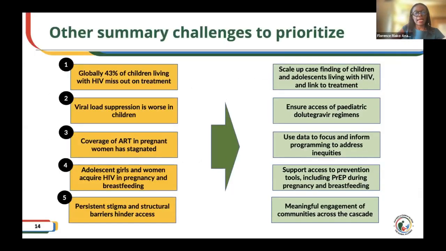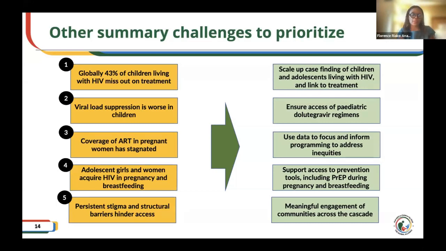In summary, I think some of the challenges that we need to prioritize are around children being missed out on treatment. We need to get 43% of children living with HIV on treatment, and we need to figure out how to do that and what are the challenges that stop it from happening. The viral load suppression remains worse for children compared to adults. The coverage of ART in pregnant women has stagnated.